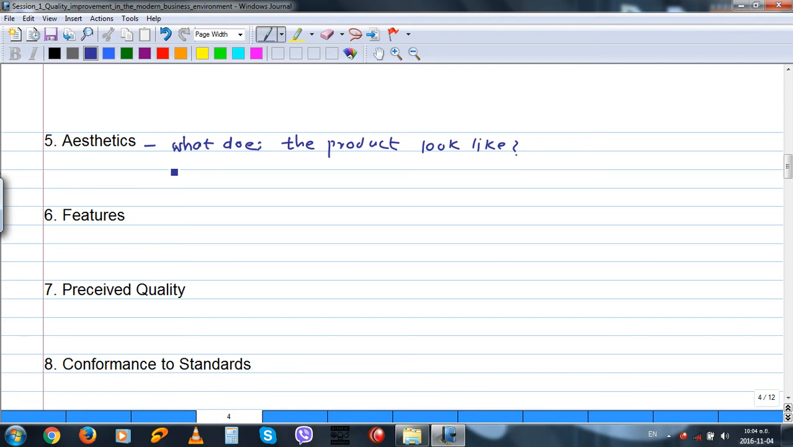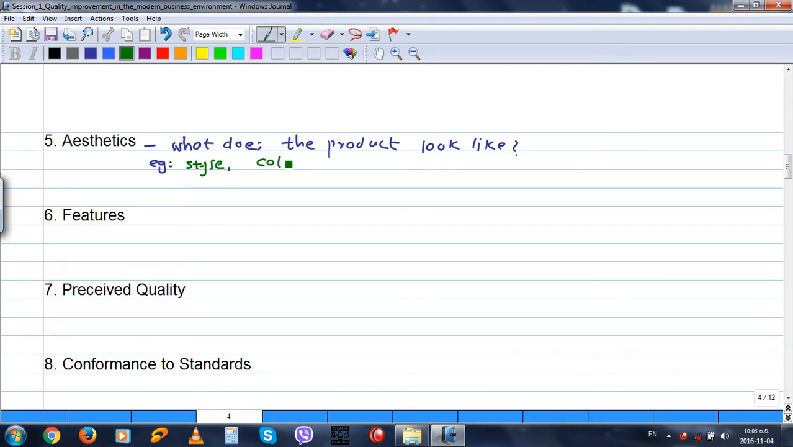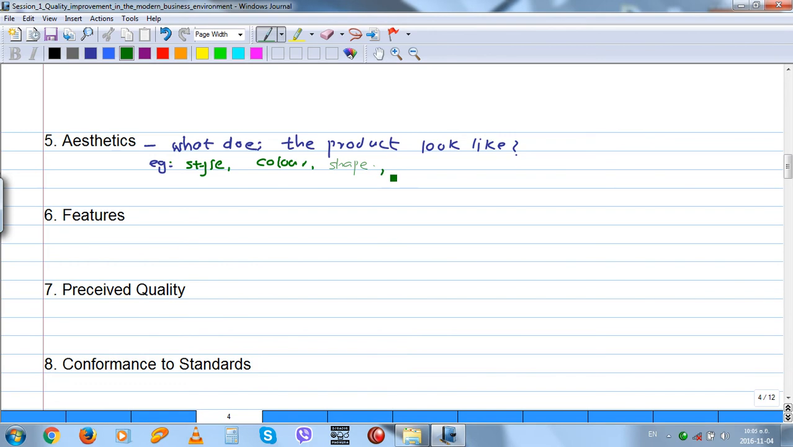As examples, what are they? Style, then color, then shape. What else? These things belong to aesthetics.